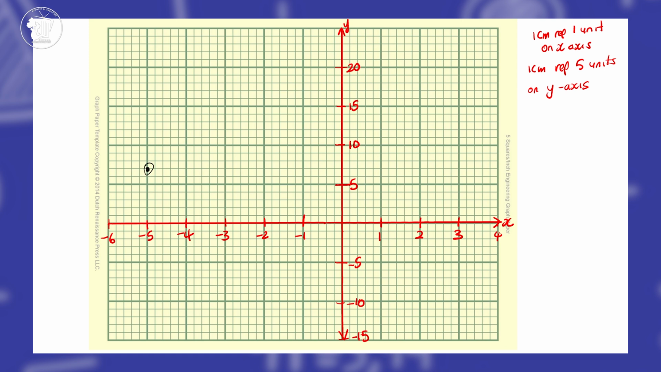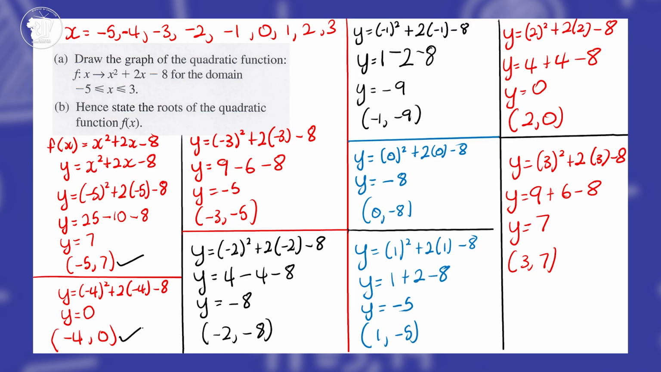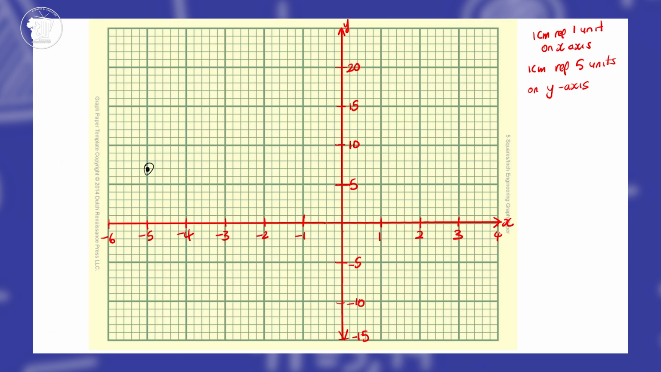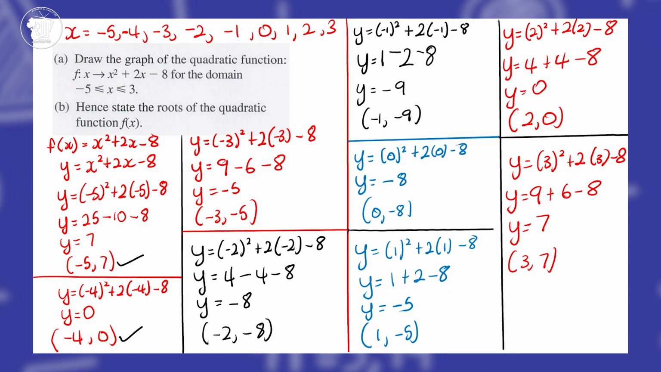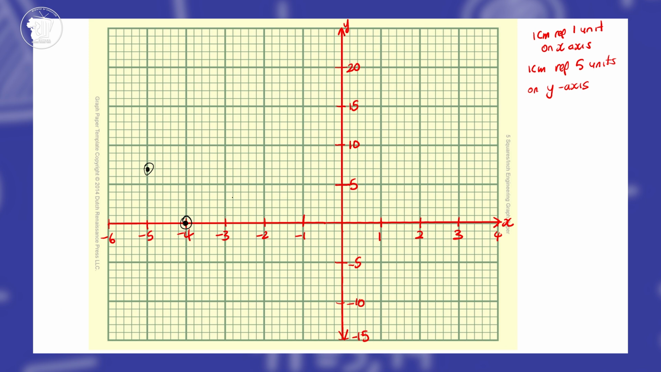So the next point we want to plot would be negative 4, 0. So we go across negative 4 and we go up 0. So that would be right here. So we plot that point there now. And then the next point would be negative 3, negative 5. So we go across negative 3 and we go down negative 5, which would be right here.